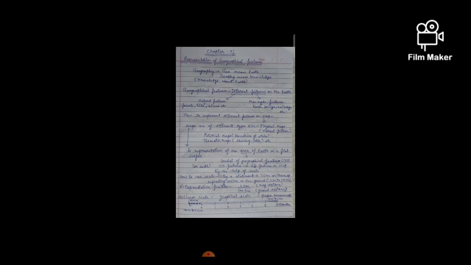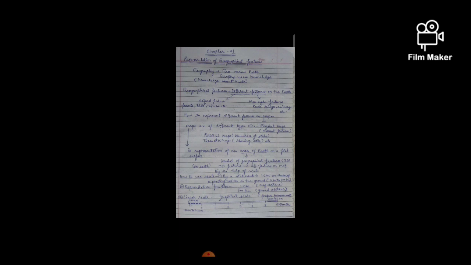The first method to use a scale is by a statement like 1 centimeter to 100 kilometer. It means it is 1 centimeter on the map, but actually it is 100 kilometer on the ground. So we will get this type of information on the map, written like 1 centimeter to 100 kilometer. It means that 1 centimeter represents 100 kilometer on the ground.